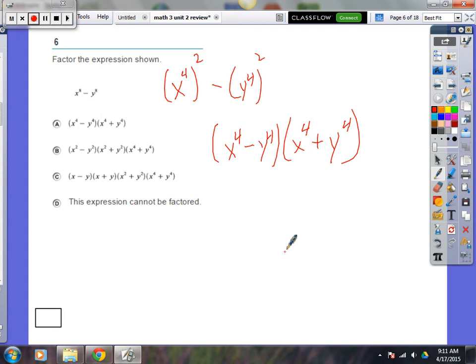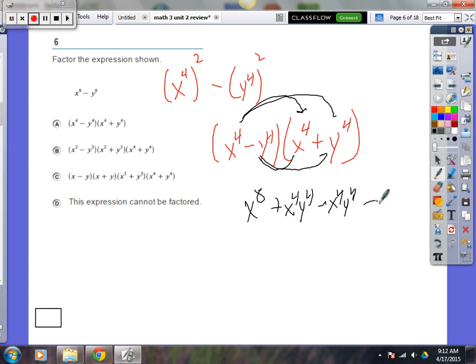Now let's double check our work. Because if I times through, that's going to be x to the 8th minus x to the 4th, y to the 4th. Or I guess that's a plus. When I times it by that, it's going to be a plus. And if I times this, it's going to be a minus x to the fourth, y to the fourth. And this is going to be a minus y to the eighth. Okay, that works. But that's not any of my answers.